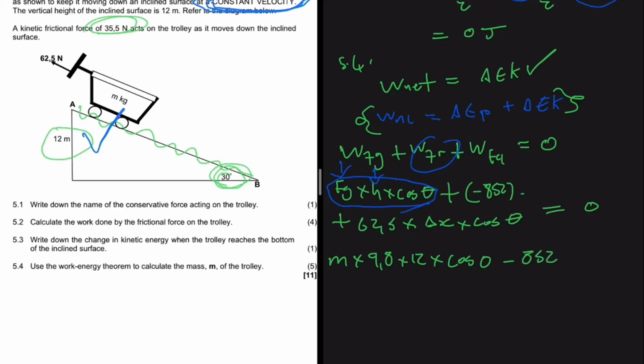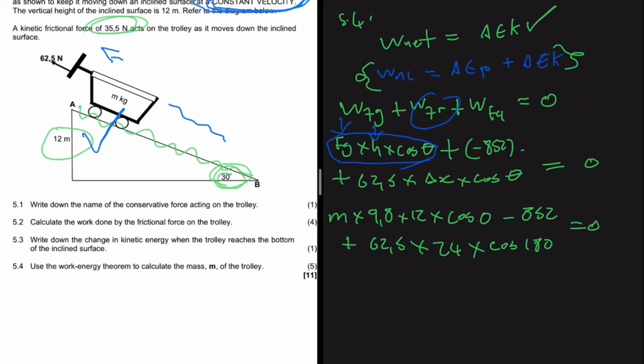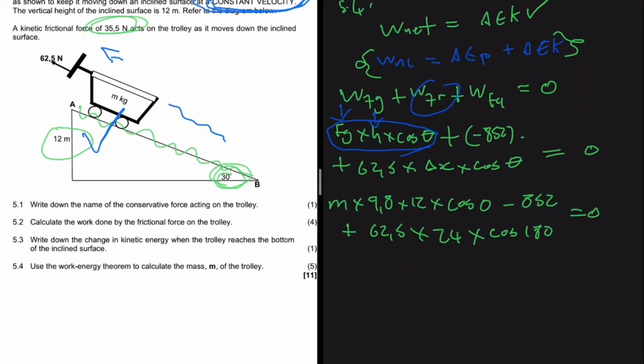852 from gravity, and now we'll have plus 62.5, and then the displacement we calculated, we know that is 24, multiplied by cos of 180. Why am I saying cos of 180? Because this applied force is pulling the object up, but the object keeps sliding down at constant velocity. So the angle between the force and the direction of the motion is 180, and that will all equal 0. So you can see that the only variable left is the mass.